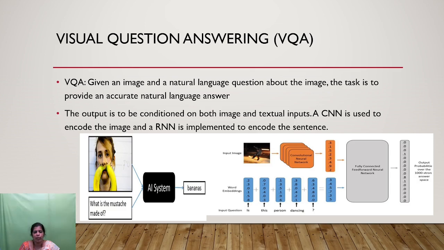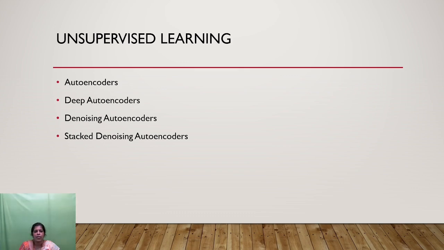The output may be conditioned on the textual inputs, here on the left-hand side. A CNN is used to encode an image, and an RNN is used to implement the encoding of a sentence. Now the unsupervised learning: autoencoders, deep autoencoders, denoising, stacked denoising.